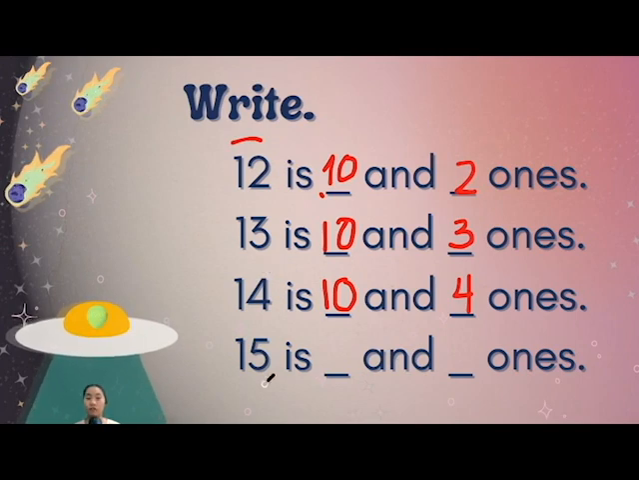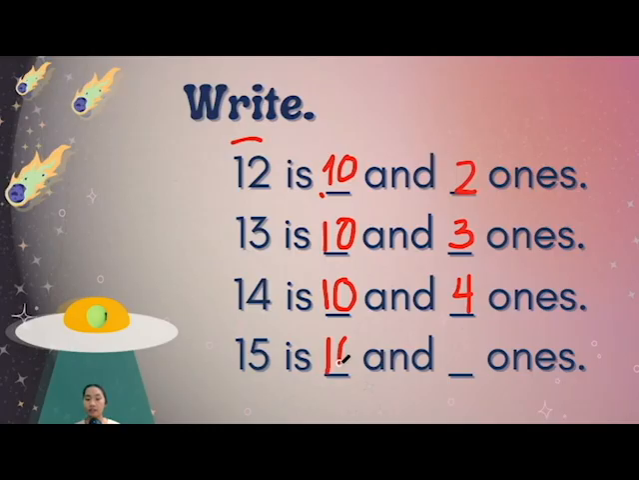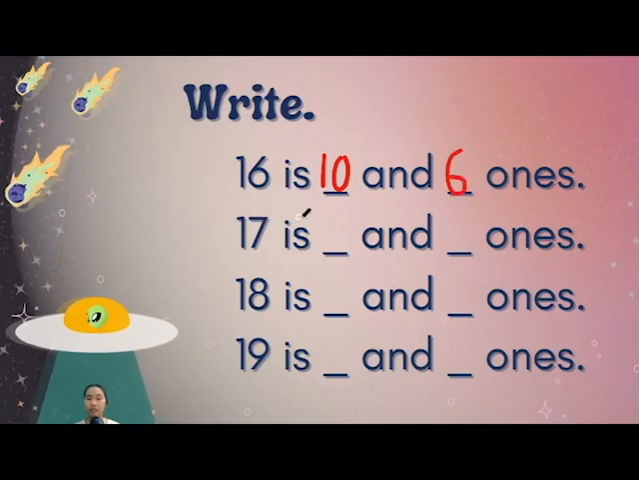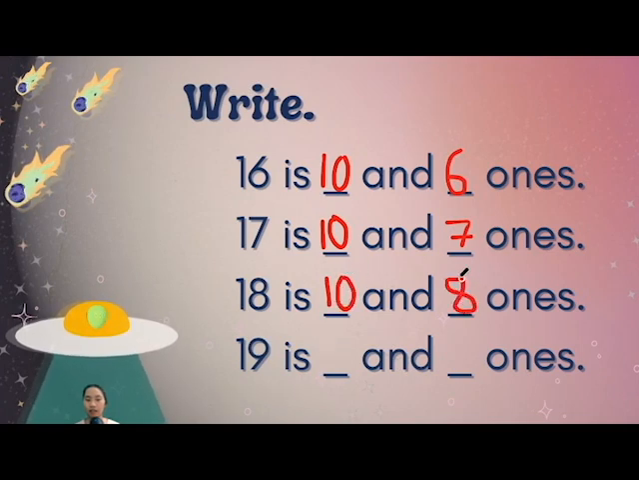Now let's try with 15. 15 is 10 and 5. Very simple, right? It's very simple the moment you understand the logic behind the numbers. Moving on. 16 is 10 and 6. 17 is 10 and 7. 18 is 10 and 8. 19 is 10 and 9.